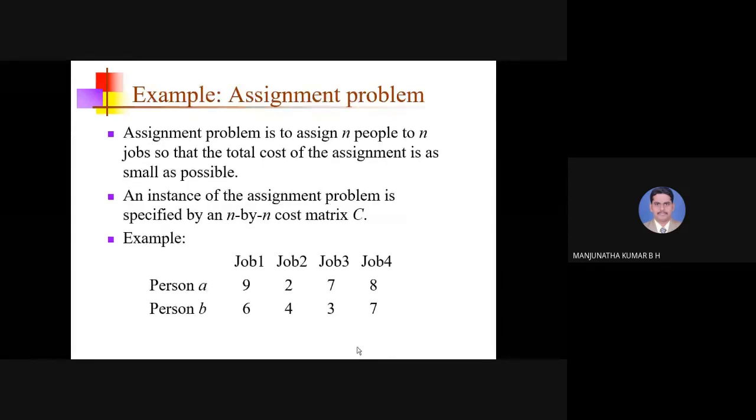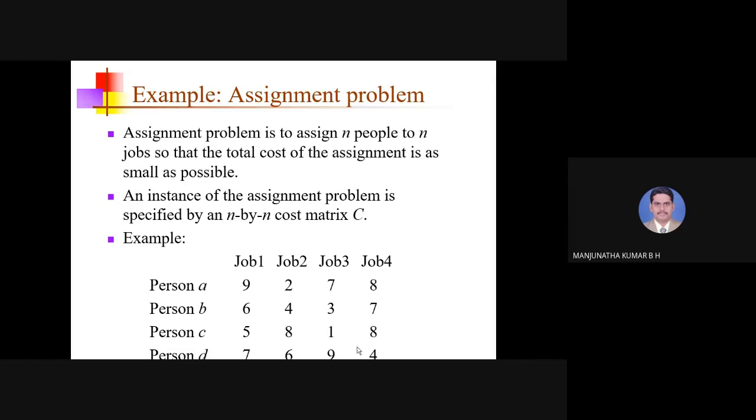Now there are 4 persons A, B, C, D, and 4 jobs. You can observe the cost matrix here. Take the rows. Person A has 9, 2, 7, 8. 9 means if I assign job 1 to person A, the cost will be 9. If I assign job 2 to person A, the cost is 2. If I assign job 3 to person A, he takes 7 days to finish the task. That is the meaning of cost here, or you may take it as how much money he takes to finish the task. If I assign job 4 to the person, he will take 8 days to finish the task. That is the meaning of these numbers.